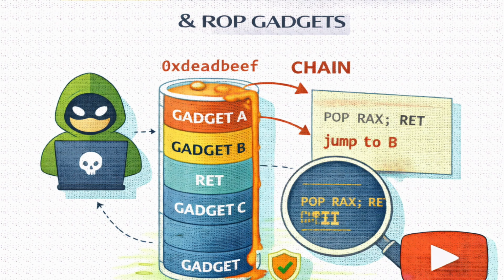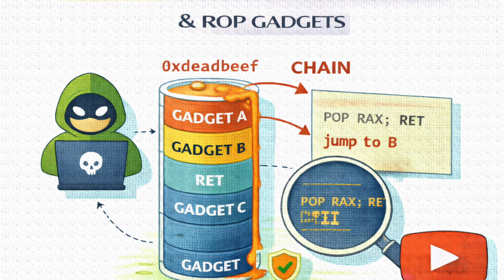The source material actually points this out in the demo setup. It mentions they had to remove a compiler switch to make the stack executable. In the real world, the stack defaults to RW, read and write only. Correct. No X, no execute.